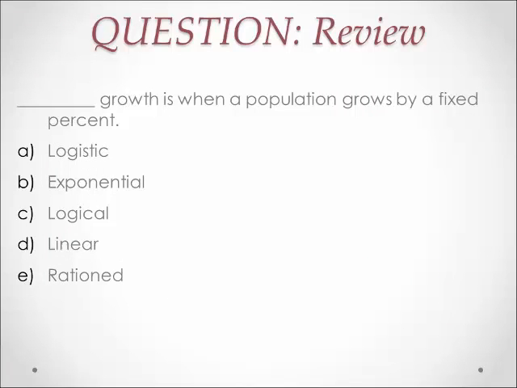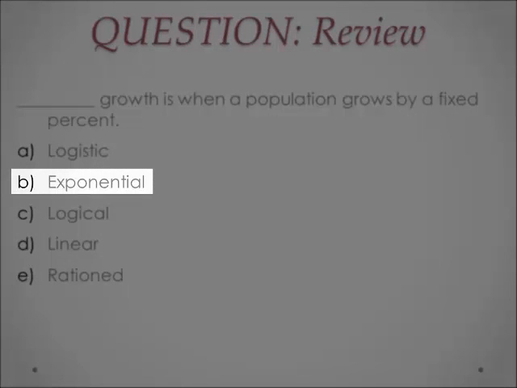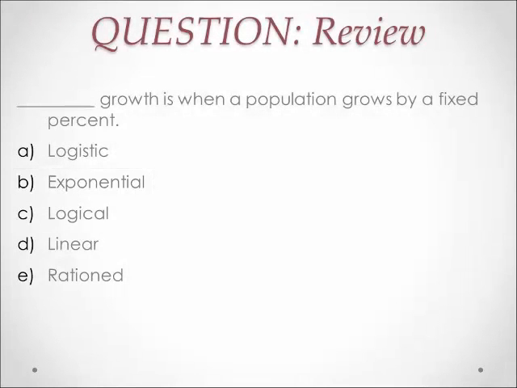Here's a quick concept check for you. Which of the following describes a population growing by a fixed percent? A. Logistic, B. Exponential, C. Logical, D. Linear, or E. Rationed? The answer is exponential. Remember that this is a J-shaped curve and occurs when a population grows without constraints by a fixed percent.